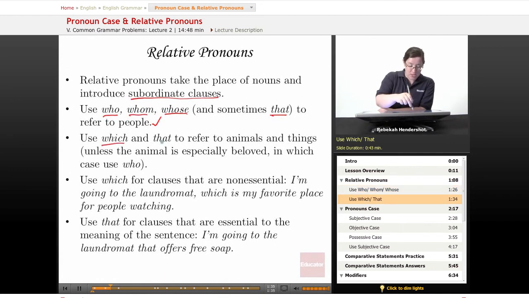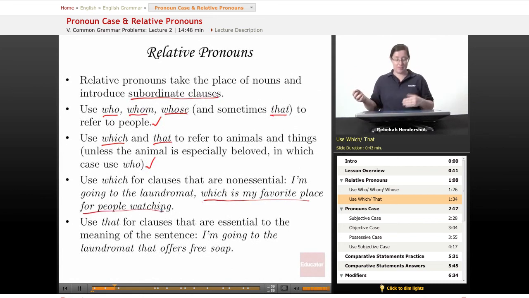You use which and that to refer to animals and to things, unless the animal is especially beloved. It's your beloved cat Fluffy, in which case, go ahead and use who, and if anyone gives you trouble, just yell at them. Use which for clauses that are non-essential. So, for example, I'm going to the laundromat, which is my favorite place for people watching. Well, you don't really need this whole clause here to understand the sentence. You could just say, I'm going to the laundromat.